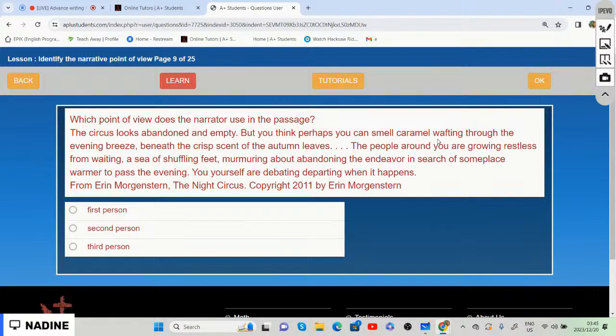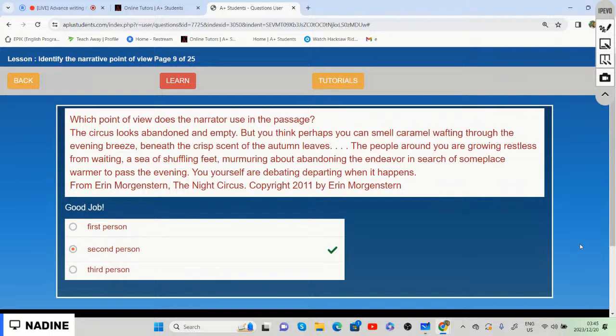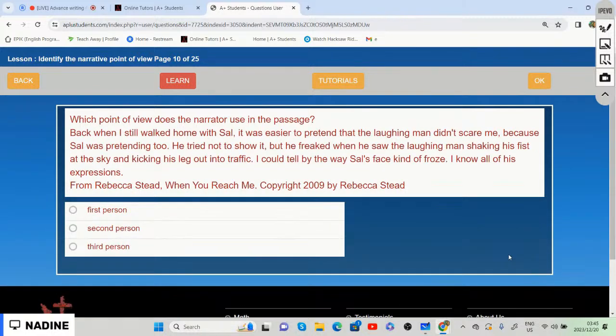So if we look at this, especially since you use words like "you can smell," "you are growing restless," we can say this is the second person. And second person is correct.